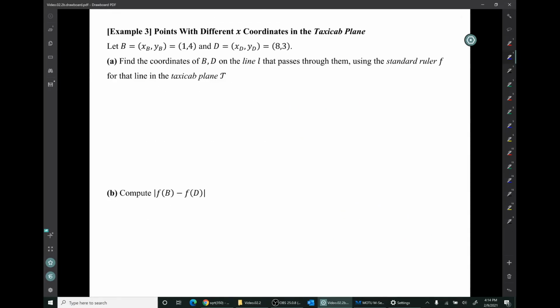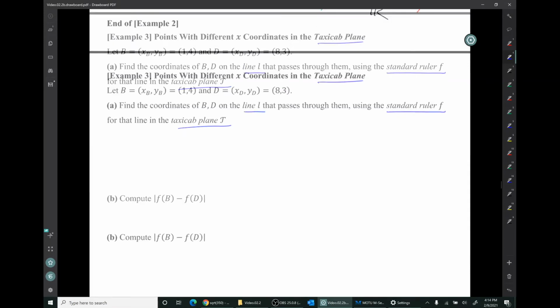Example 3. Points with different x-coordinates in the taxicab plane. So we have the same two points, B and D, 1, 4, 8, 3. We have to find the coordinates of B and D on the line L that passes through them using the standard ruler in the taxicab plane. Well, remember, the line that passes through them is the same Cartesian line. Now let's go back up and look at the standard rulers in the taxicab plane.